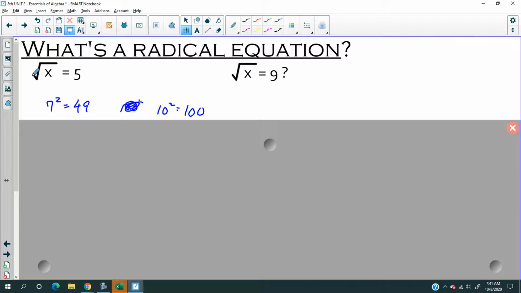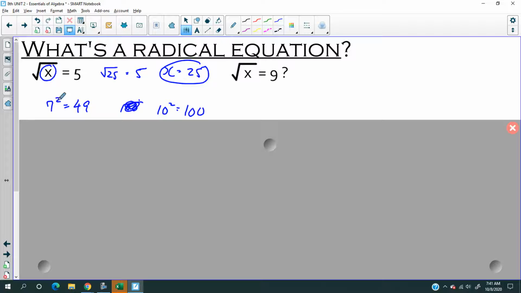Now look at this. Here I've got the square root of x equals 5. So the fundamental question is, what's the square root of what will give you 5? Think about that. The square root of what will give you 5? Yeah, 25, right? Because the square root of 25 is 5. So what is x? x is 25. And that's it.